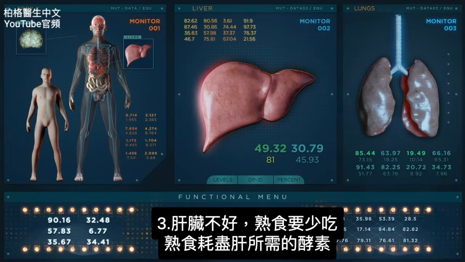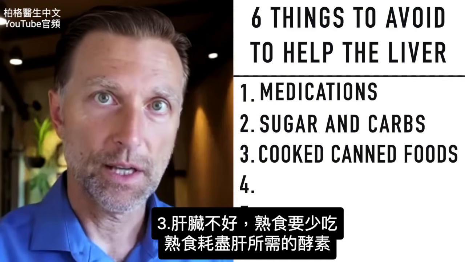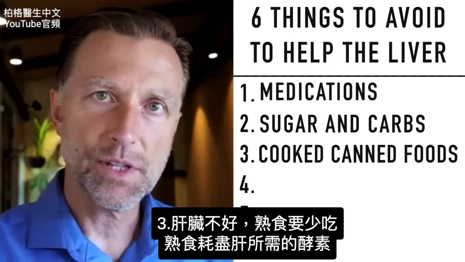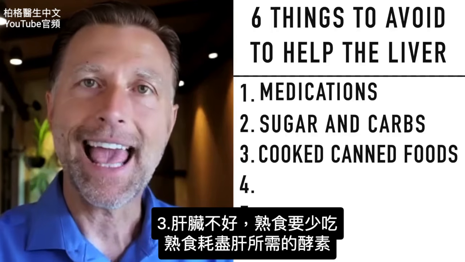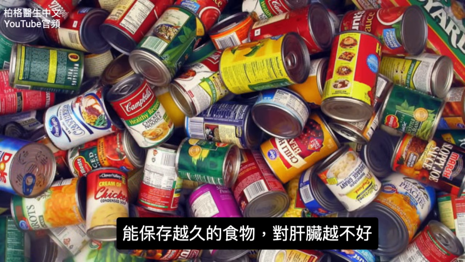Number 3, the worse off your liver is, the less you need to consume cooked foods. If you're eating all these cooked foods, you're basically killing off the enzymes that the liver needs to help with digestion. Foods that can sit on the shelf for a long time are really hard on the liver.